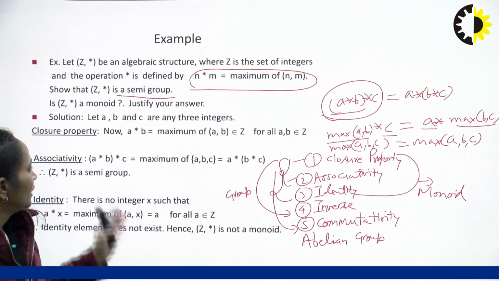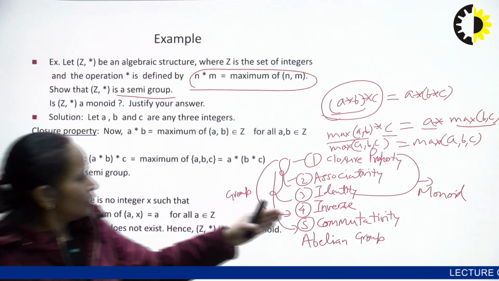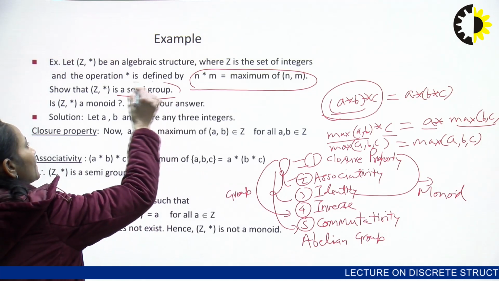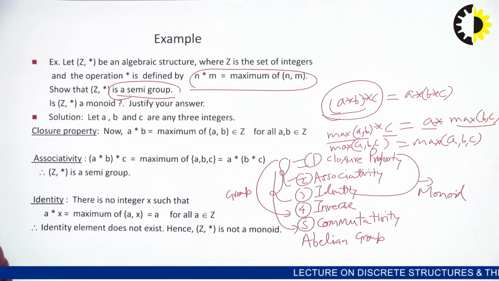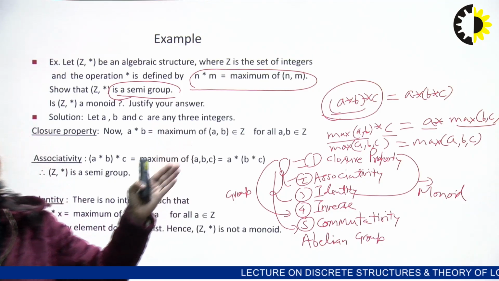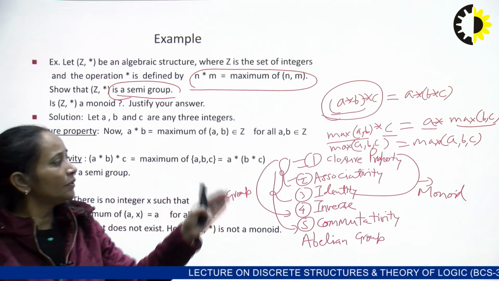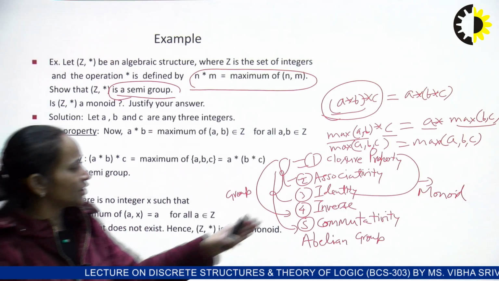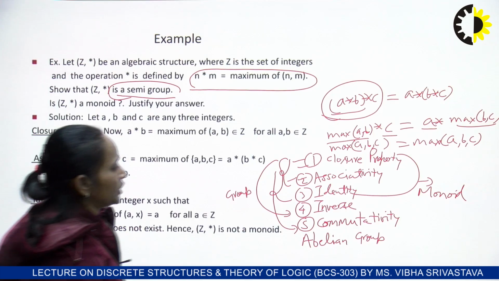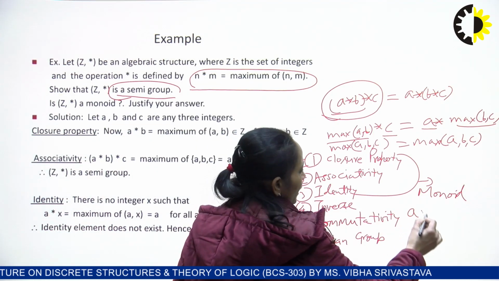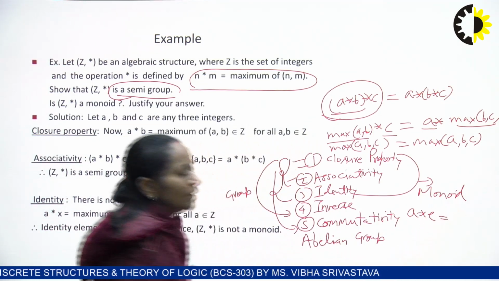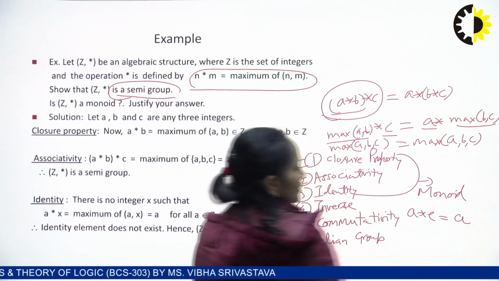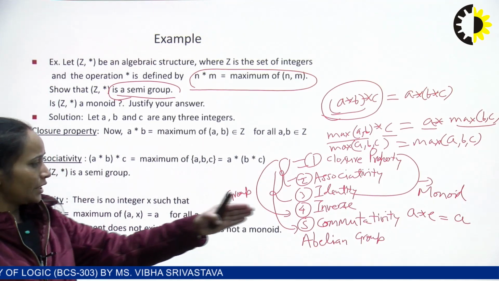Now for the next. Because of closure and associativity, we can say that it is a semi group. It is also asked in the question whether it is a semi group or not. So it is a semi group because closure and associativity exist. For the monoid, we have to check the identity element. What is the property of identity element? A into E. If we multiply any element with the identity element, we will get the element.